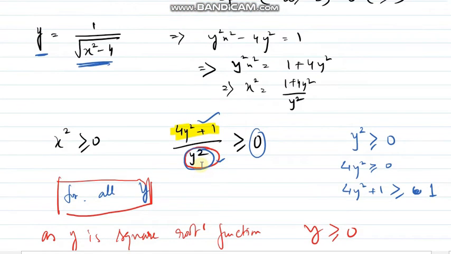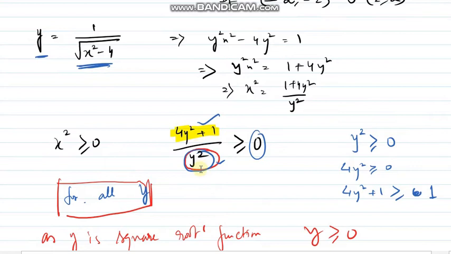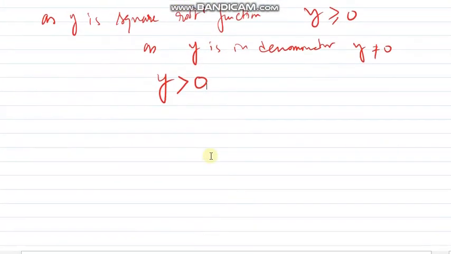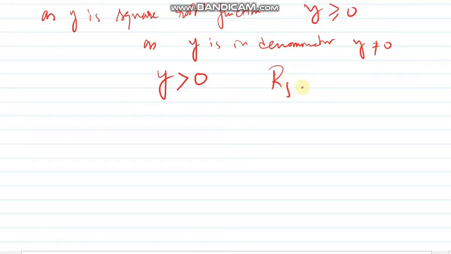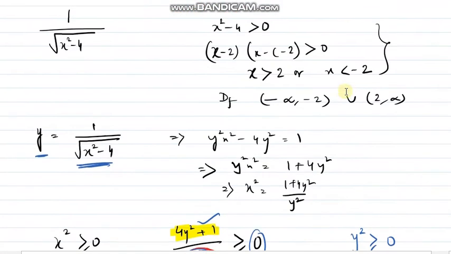Please be careful about this kind of thing. So what is going to happen? The range of this function ultimately will be 0 to infinity. So here I have discussed 1 divided by root over of x square minus 4.